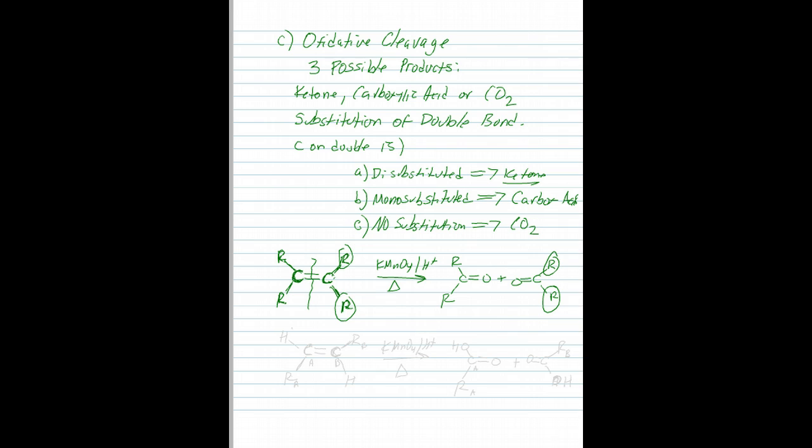Okay? Now what happens if you have one R group, and it doesn't matter if it's cis or trans, it has no bearing on it whatsoever. Notice this time, this carbon only has one R group, so it's monosubstituted. This carbon only has one R group, it's monosubstituted. So if you add KMnO4 and acid and heat, you now get the carboxylic acid. So that hydrogen, you get an oxygen in there, and you still have your R group.